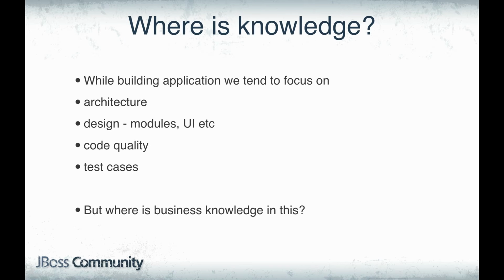So now, what is the knowledge and where is the knowledge? In many cases, when we build our systems, we tend to focus on architecture, on our design, modeling, UI, code quality, our tests, and so on and so forth. But then we start losing focus on the actual business knowledge. And this is where we start having issues, because we start to build software that is detached from the business.